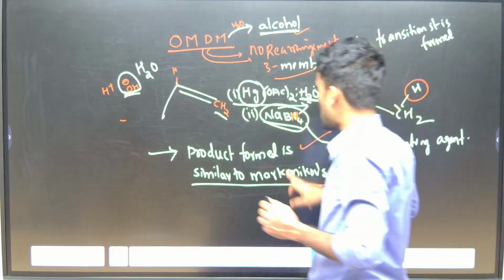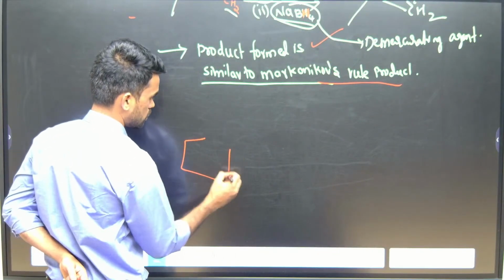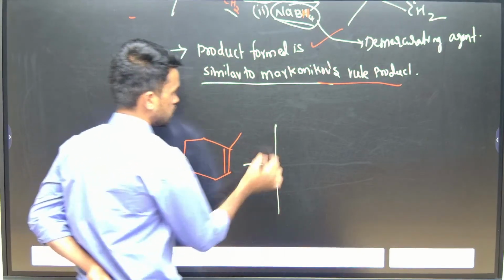Now one last question I am giving you here. Tell me, what will be the product upon treating this alkene with these reagents?